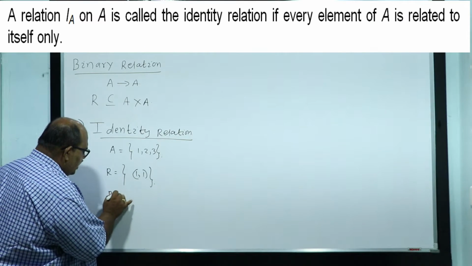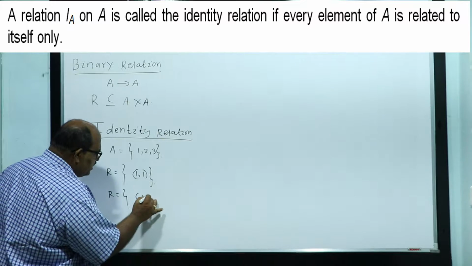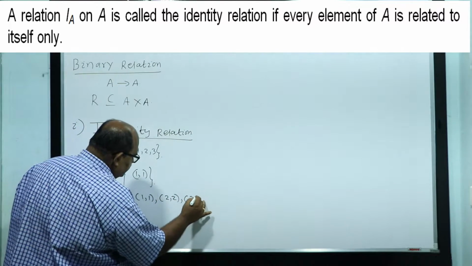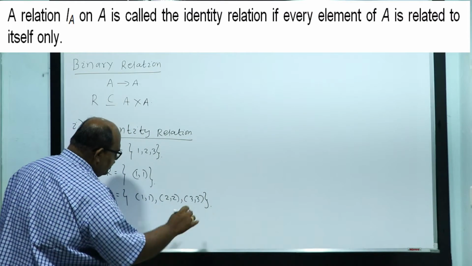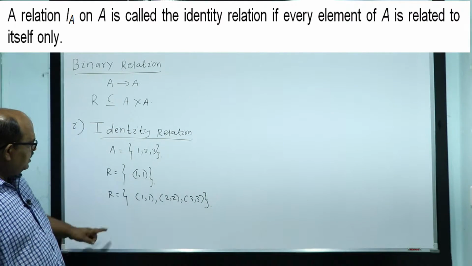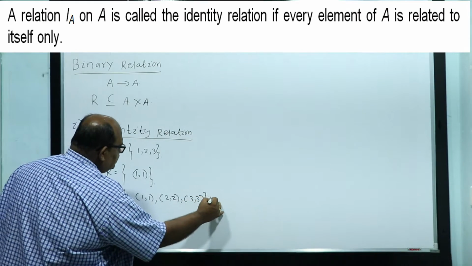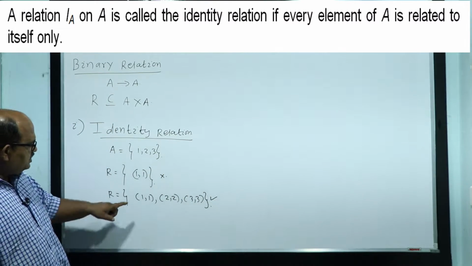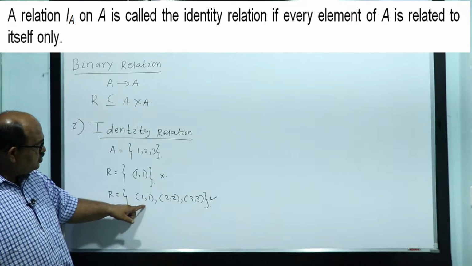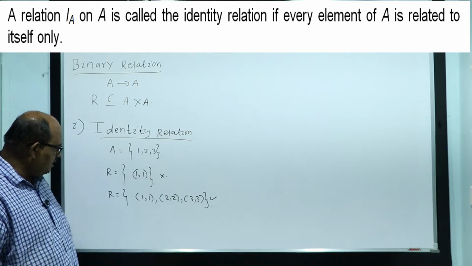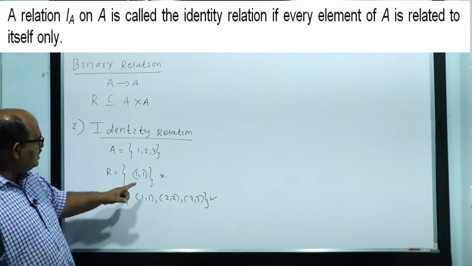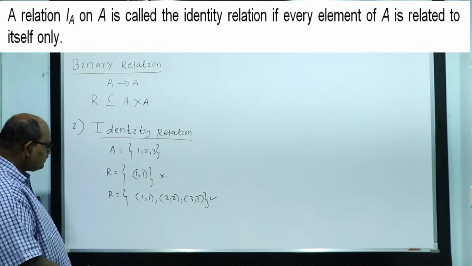But if I write for every element of set A, (1, 1), (2, 2), (3, 3), then it can be an identity relation. This is an identity relation. The earlier one is not an identity relation on this set A, because every element of A should be related to itself. (1, 1), (2, 2), (3, 3). This is an identity relation on set A.